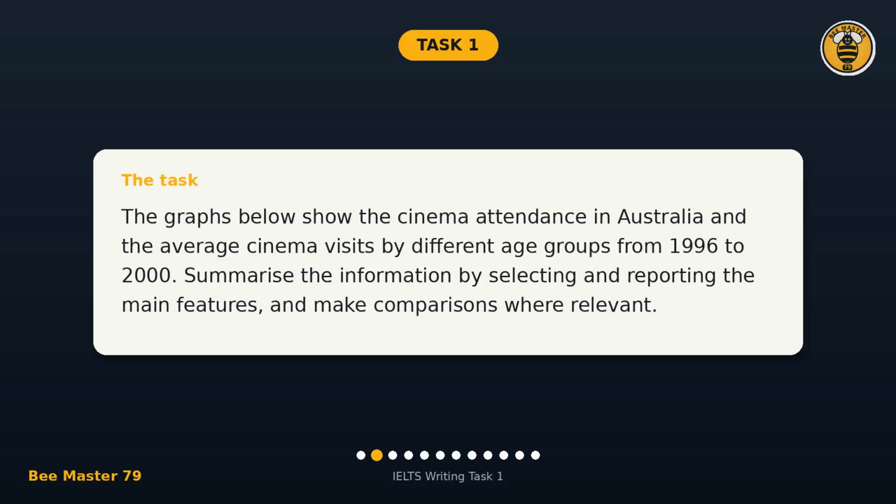Here is the task. The graphs below show cinema attendance and the average cinema visits from 1996 to 2000. We must summarize the information by selecting and reporting the main features and make comparisons where relevant.